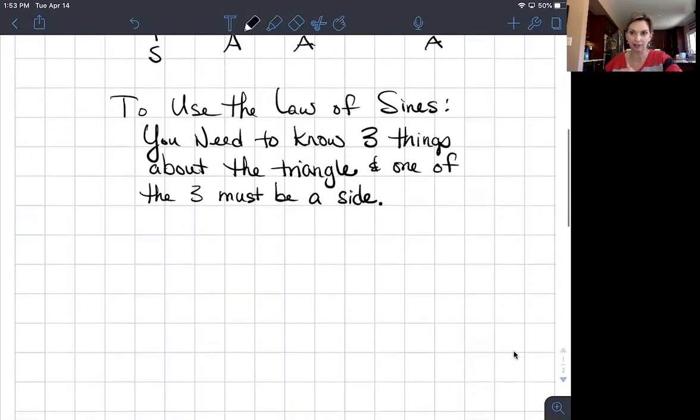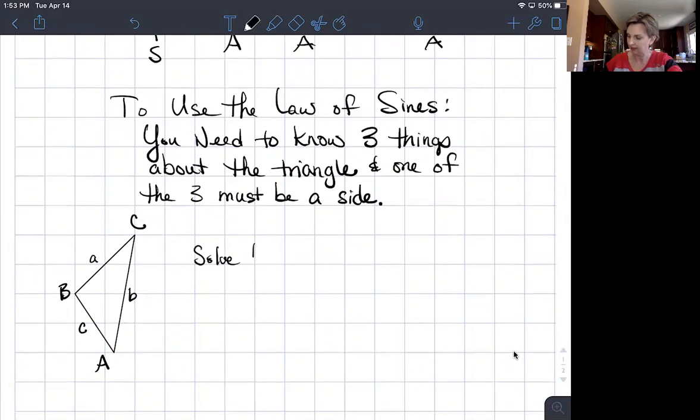Okay, so let's see how we're going to use this law of sines to help us solve for a triangle that is not a right triangle. Let's write a triangle here, and we're going to solve for it. Let's say this is our triangle. I can't promise this is drawn to scale, I'm just drawing a triangle. Let's say this is triangle ABC. This would be side A, this would be side B, and this is side C. And we're going to solve for this triangle.